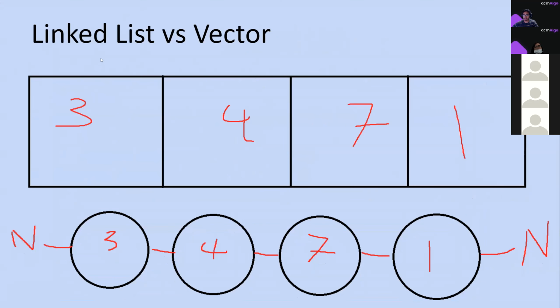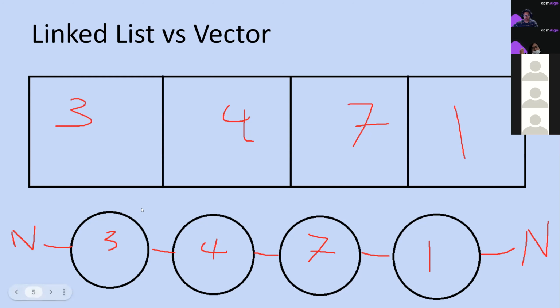So let's compare these two. With this array and with this linked list, essentially these have the same values, right? We have 3, 4, 7, and 1 in both a vector and a linked list. The difference between these two is that the vector, all 4 data points, all 4 spaces in memory are stuck together. They're in one block. So you have to find a free block that can hold 4 integers. That is called contiguous memory. It's stuck together.